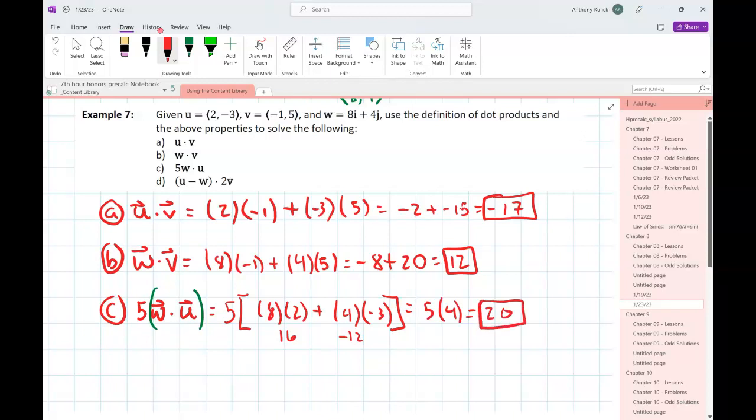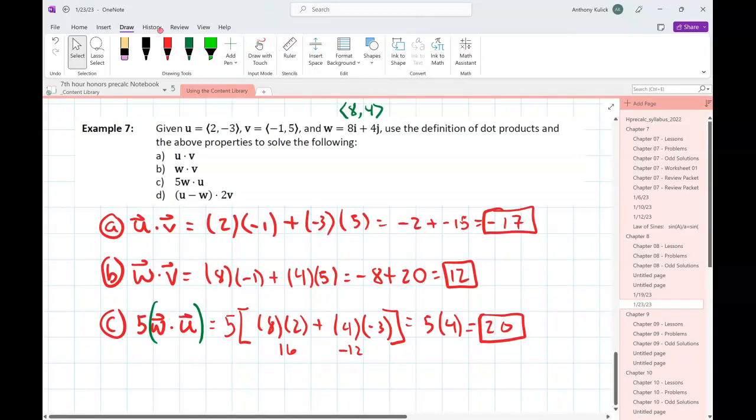Now, could you have multiplied the 5 to w first and then done the dot product? Sure! You'll get the same answer. That's just the way that I chose to do it because at the end, all I had to do was 5 times 4. If I did 5 times w first, I'd have 40 and 20, and then I'm multiplying those to something. Numbers can get kind of big. I'd rather keep everything as small as I can for as long as I can. Makes the mental math easier for me. But if you're doing that on the calculator, who cares, right? The calculator isn't bothered by it.